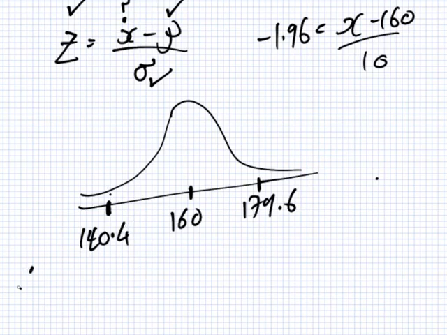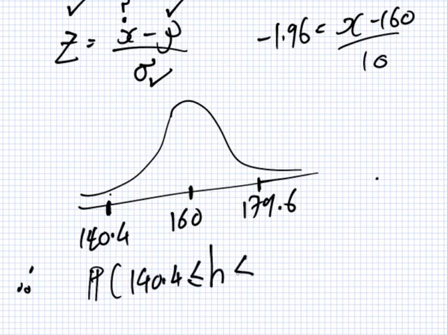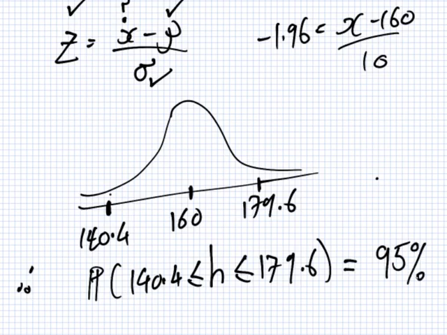So therefore, what's the probability that somebody will be between 140.4 and 179.6? We picked those numbers to make it 95%. Are you writing this down? Yeah.